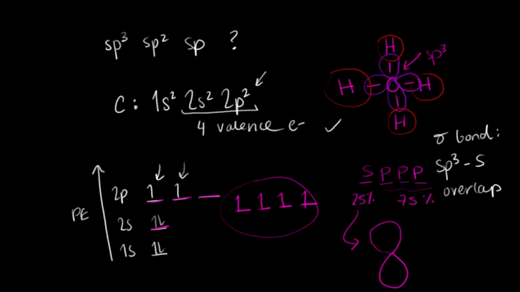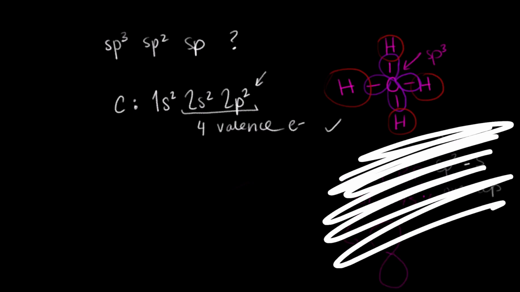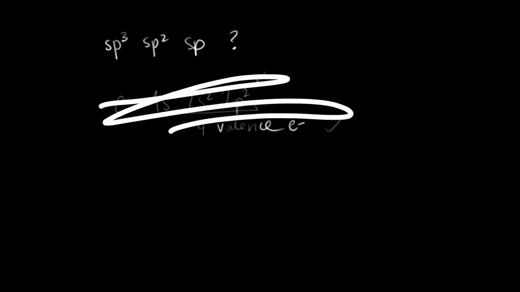Now, I want to talk a little bit about double bonds and triple bonds because I think it starts to make a little bit more sense when we understand what is happening with the hybridization. So let me clear up some space here so that we can talk about this. I'm going to erase that molecule. We're going to draw a different molecule.